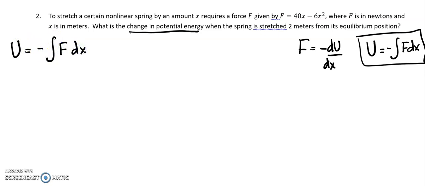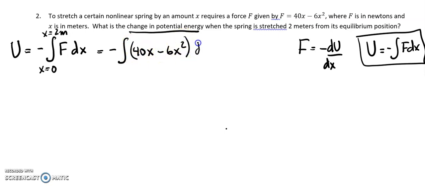With integrals, we always have to have the limits on our integral. It's stretched 2 meters from its equilibrium position, so it's starting at equilibrium, which we know is x equals 0, and it's going to x equals 2 meters. Now I'm going to plug everything in. So F is 40x minus 6x squared, integrating with respect to x from x equals 0 to 2.